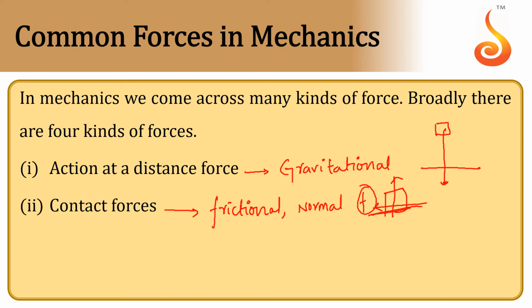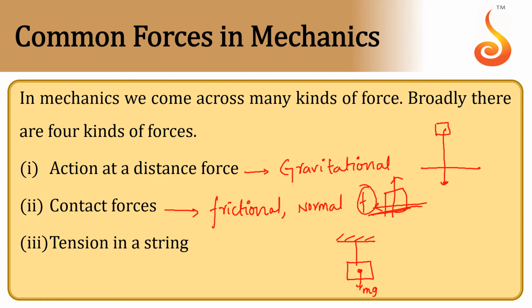And the next force is tension in a string. Example, if you tie a body to a string and hang it from a fixed support, the body will not fall down. Why? Because of course its own weight will act downward, but according to Newton's first law and second law also, if the total forces balance, then only the body will be in equilibrium.